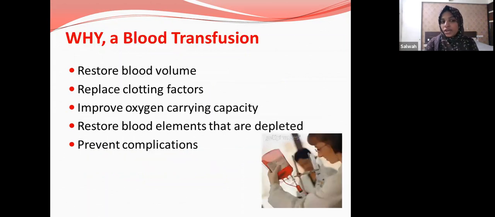Now, why is there a need for blood transfusion? Blood transfusion is always done to restore blood volume, as in case of any blood loss, severe hemorrhage, trauma, accidents, or anything like that. Then to replace clotting factors in case of hemophilias or clotting factor deficiencies. Then to improve oxygen carrying capacity in patients with severe anemias. Then to restore blood elements that are depleted, for example, in case of leukemias, aplastic anemias.